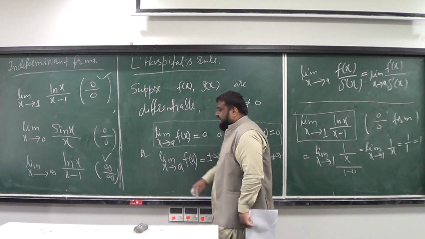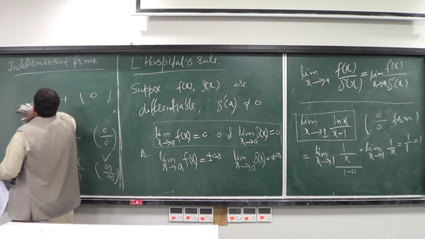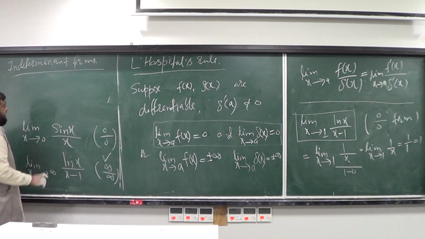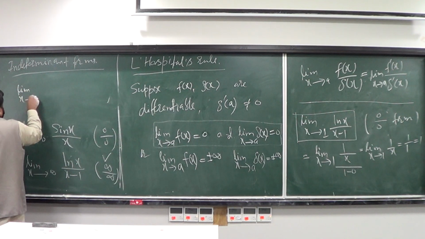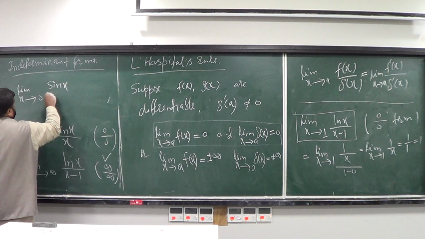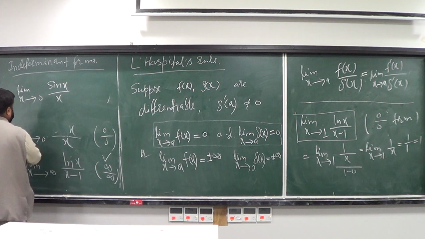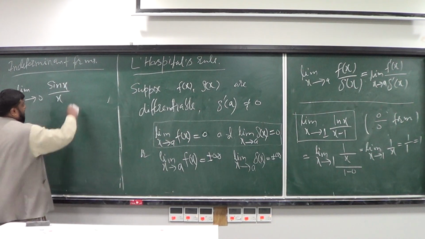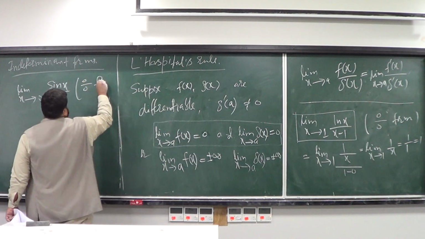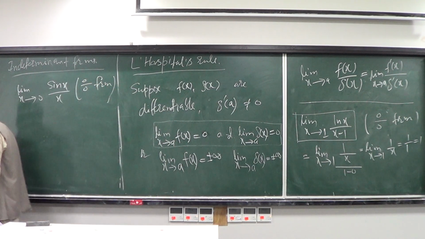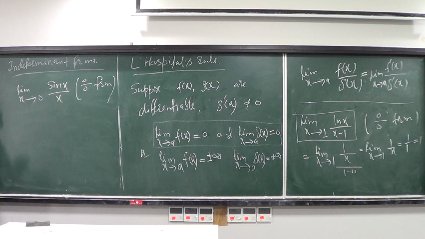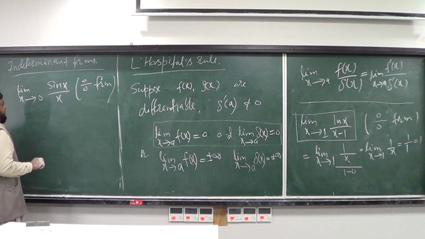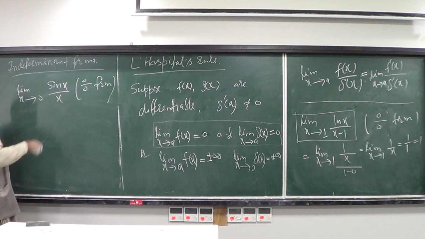How about the other limit? Say the limit as x goes to 0 of sin x upon x. This is also a 0 by 0 form. And you want to compute this limit. So how are you going to compute it? By directly substituting 0, you are getting 0 by 0.